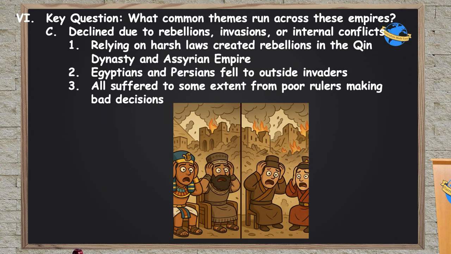And they all declined for very similar reasons, right? Rebellions, invasions, internal conflicts. The Assyrians and the Qin dynasty relied on harsh laws, which made their people rise up against them. The Egyptians and Persians fell to outside invaders, and all suffered to some extent because the rulers just weren't up to the job of ruling. Just because you had one great ruler at the beginning of an empire doesn't mean their children or grandchildren will continue to be good rulers. This is kind of a problem of inheriting power, another theme we're going to be revisiting throughout this class.